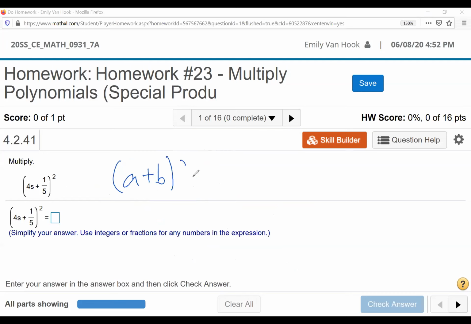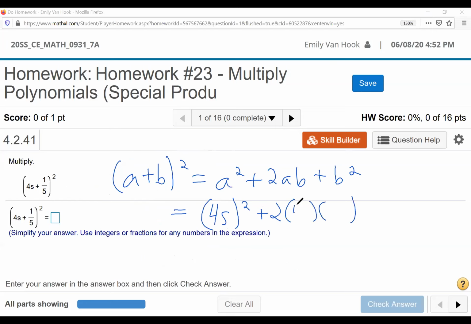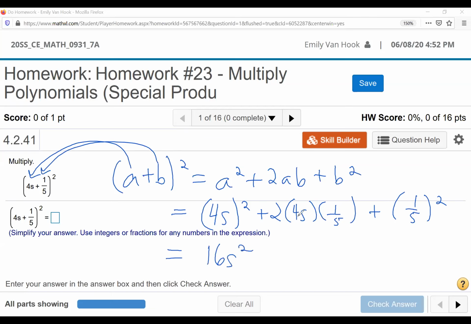(a plus b) squared, a squared plus 2ab plus b squared. So that would be 4s for a, plus 2ab, 4s times 1/5, and then 1/5 squared. That's what it looks like to plug into the formula, okay? So a is 4s and b is 1/5. 4s squared, there's the 16s squared that we got. 2 times 4s is 8s. If I put that over 1, 8s times 1, that's 8s over 5, or just 8/5 s. So I can put the s off to the side or kind of in the numerator. Either way is fine. Plus, and then when I square this, 1 squared is 1, 5 squared is 25.